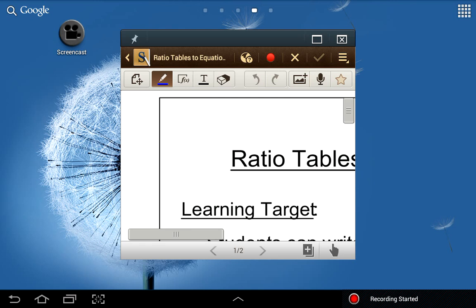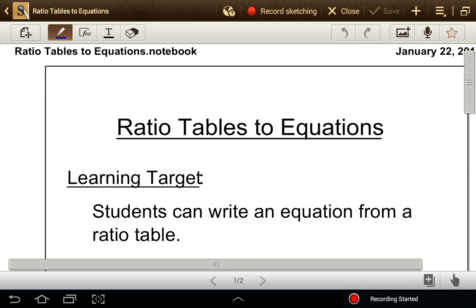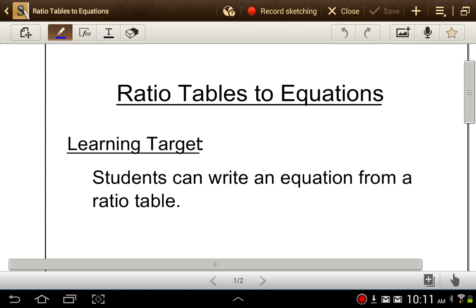Ratio tables to equations. That's what our video is today, guys. Our learning target for today is students can write an equation from a ratio table. So now we're going to take our ratio tables and we're going to create equations. And then we can do more stuff with the equations and use them. It answers a lot of our questions a lot easier.